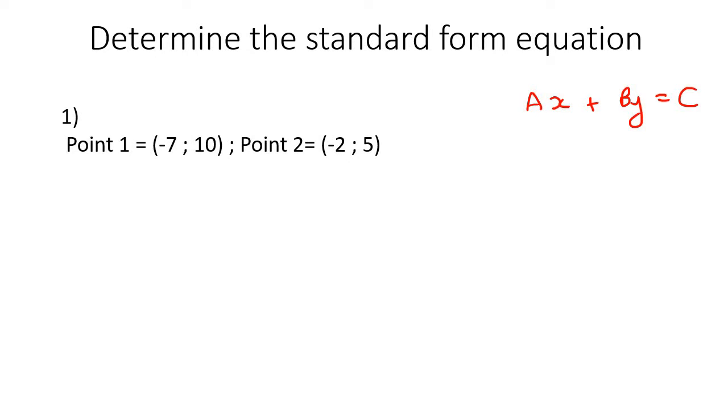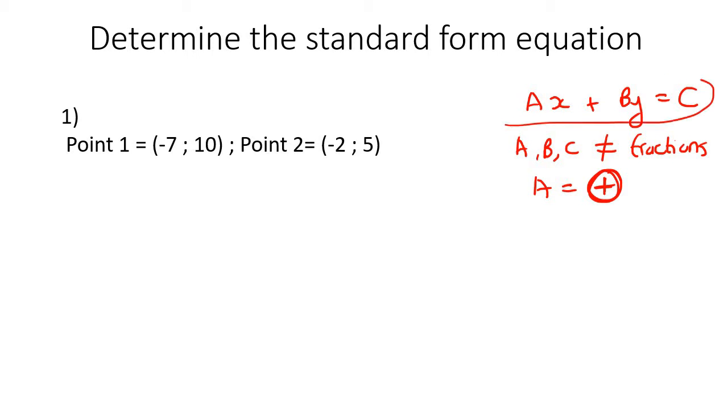So let's just write that down. Now remember that A, B, and C must not be fractions, and A must always be positive. Okay, so we are not going to start off with standard form. We're going to start off with something we've already done before, which is slope-intercept form, where you can use a c over here, or I know some learners like to use a b. It doesn't really matter. Just do what your teacher does.